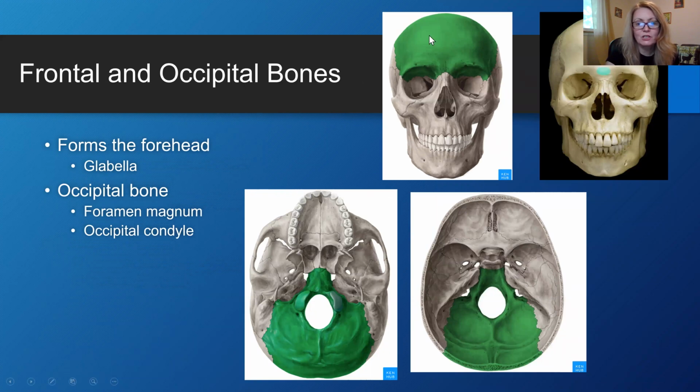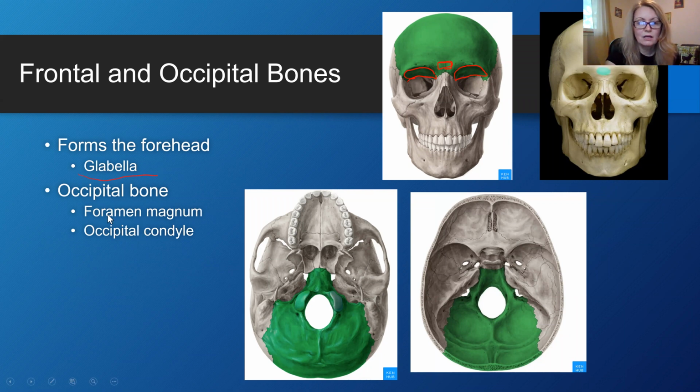Frontal bone, shown here in green. It forms your forehead, and it also forms part of the bony orbits, like the superior part of the bony orbits. And it has one structure that we want to know, and it's called the glabella region.